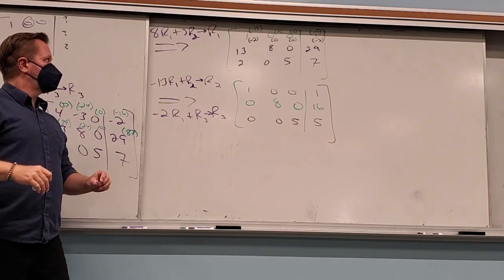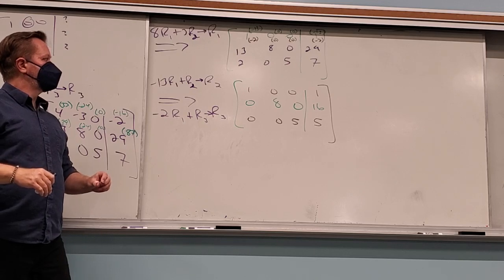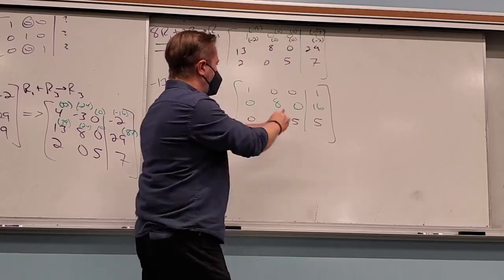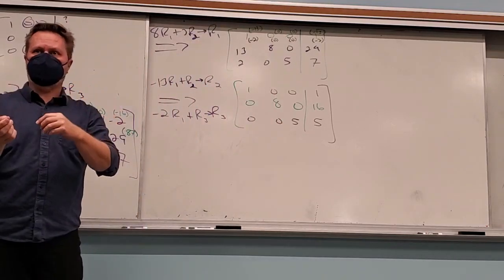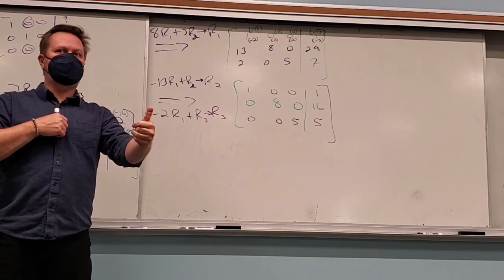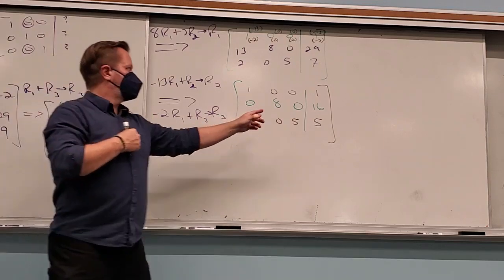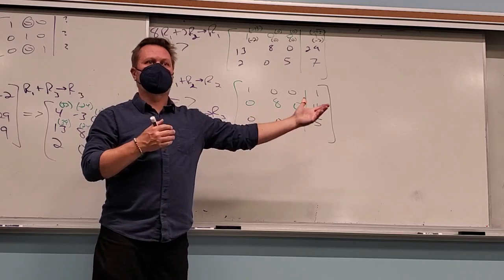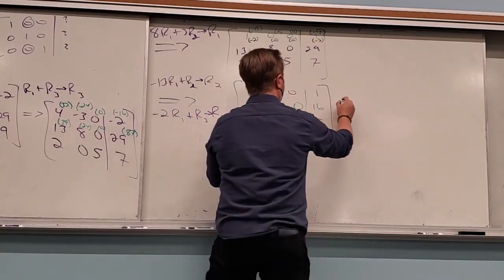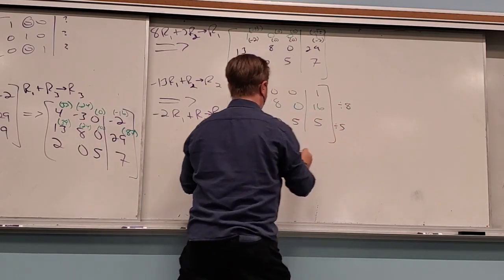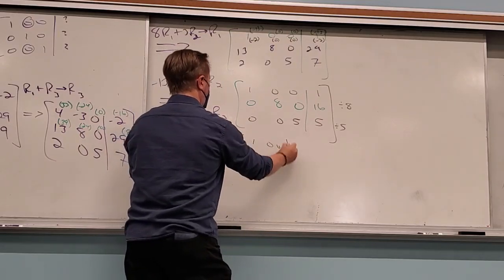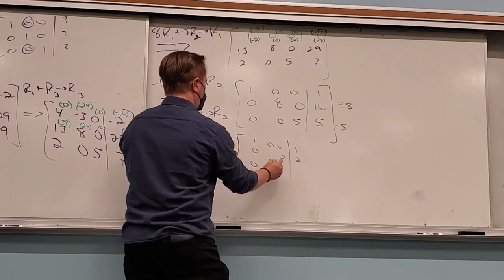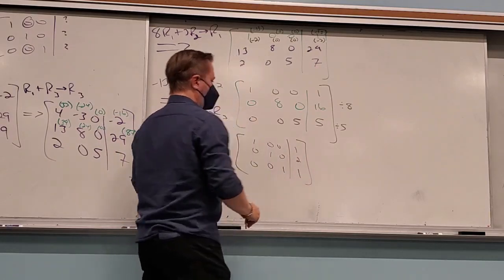What happened? Everything okay? Can we divide by 5 on row 3? Yes, of course. We're basically done. We just divide row 3 by 5. And we divide row 2 by what? What do you want to be there? A 1. So we divide row 2 by 8. So I'll divide by 8, divide by 5, and I'll get 1, 0, 0, 1, 0, 1, 0, 2, 0, 0, 1, 1.